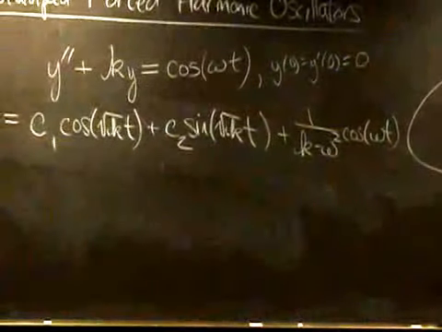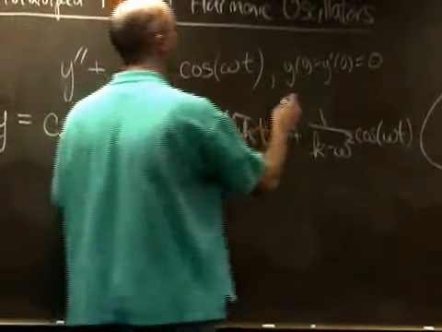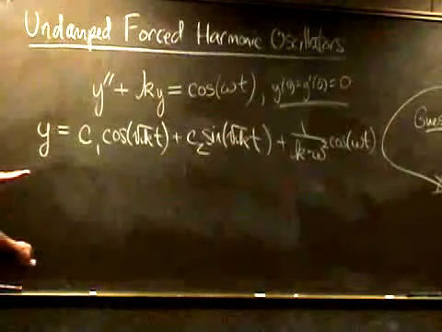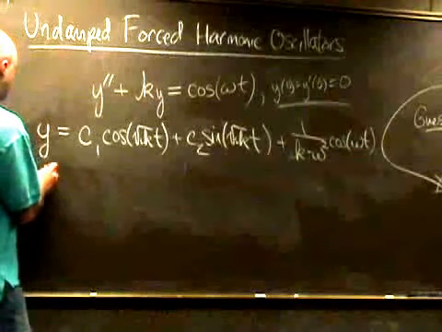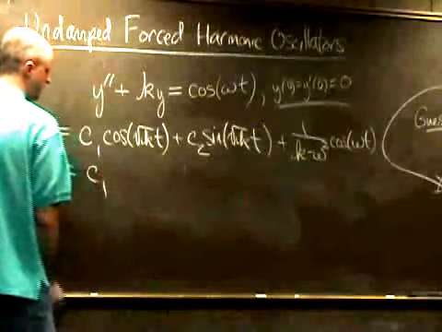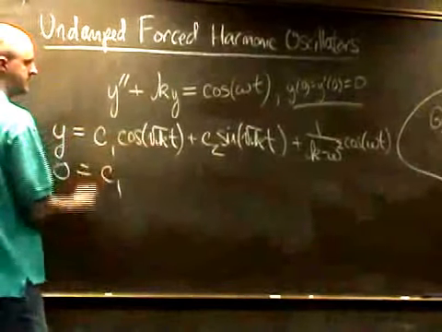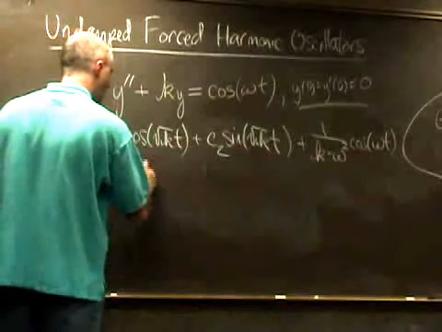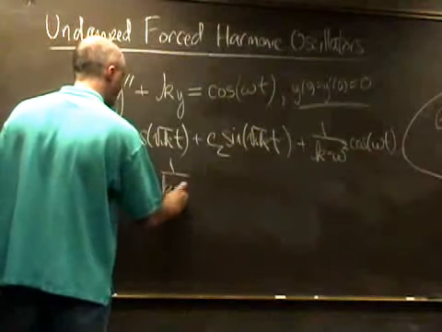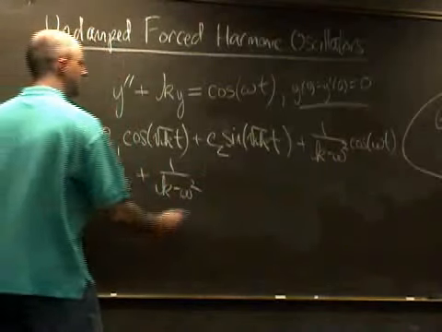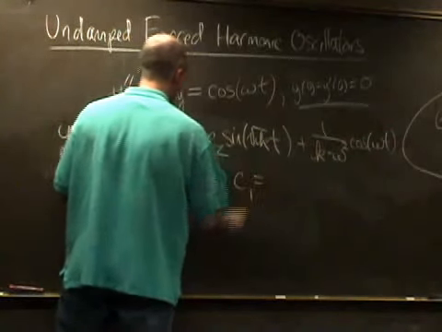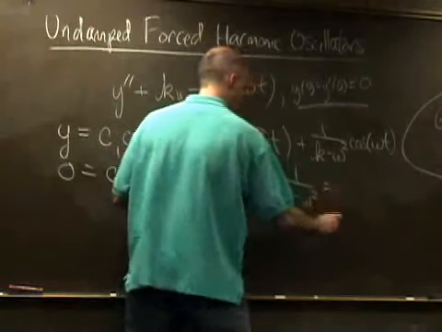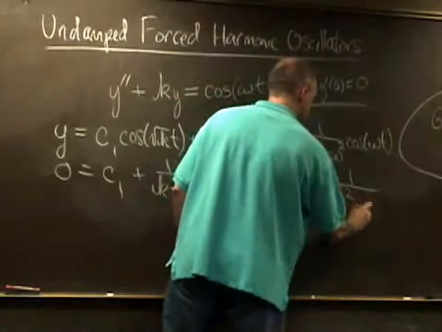We do, to keep things simple, want to solve this initial value problem where both the function and its first derivative are 0 when you plug in t equals 0. The function being 0 when t is 0 is going to give us this equation. Cosine of 0 is 1, so you get a 1 there. You get a 0 there because sine of 0 is 0. We'll get a 1 over k minus omega squared. So C1 is going to be the opposite of that, negative 1 over k minus omega squared. You could also write that as 1 over omega squared minus k.